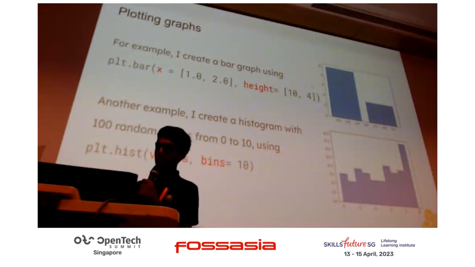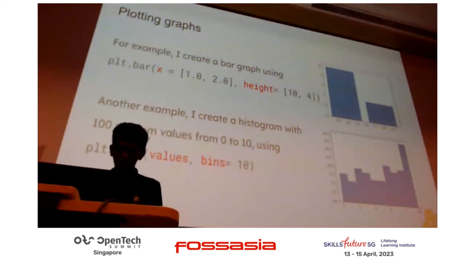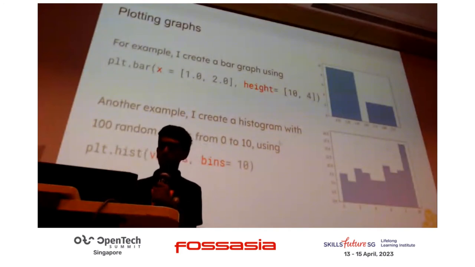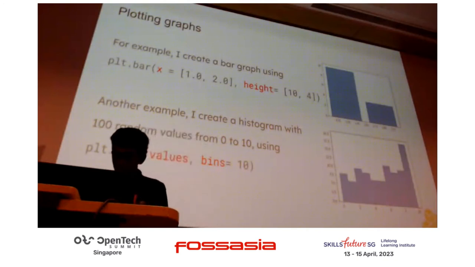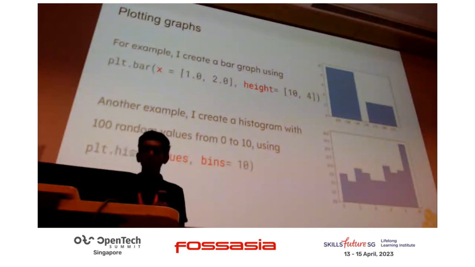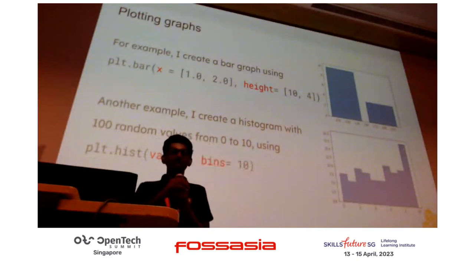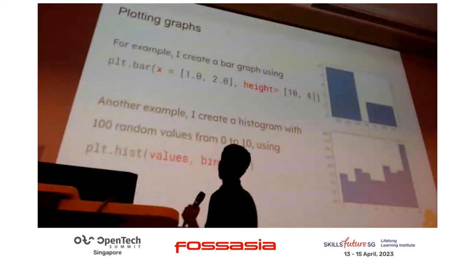And another example: so this is a bar graph. Let's go for a histogram now. When you enter plt.hist and pass in your values and you specify your bins, let's say you want 10 bins, then you get 10 bars. You count 1, 2, 3, 4, 5, 6, 7, 8, 9, 10. So it creates this many bars.